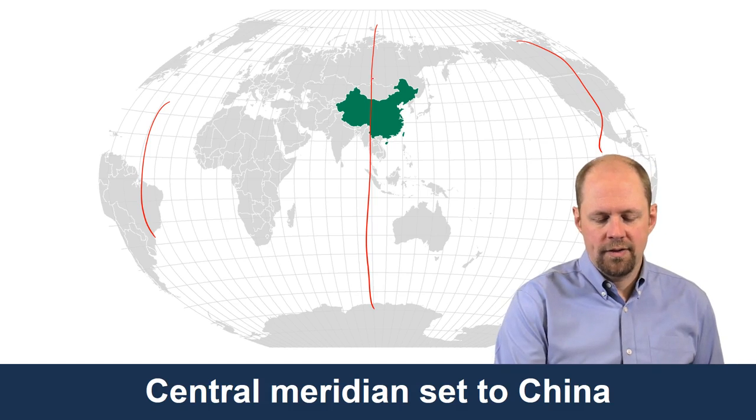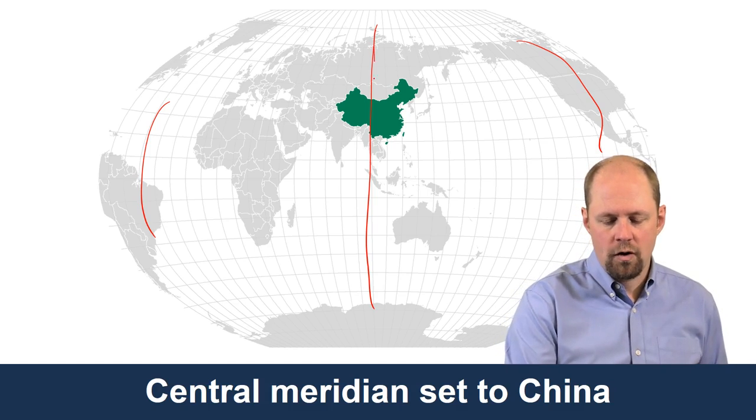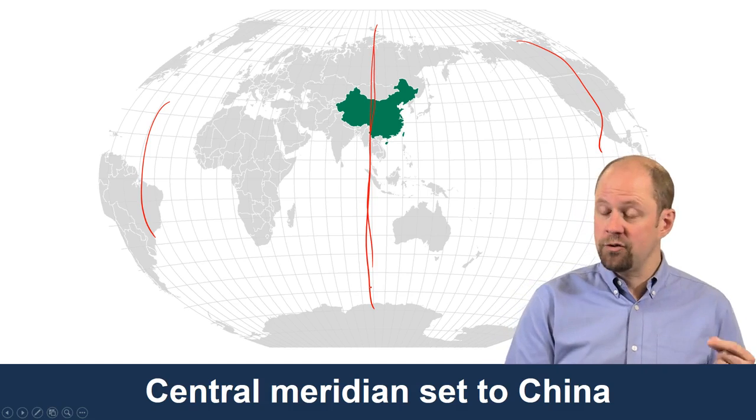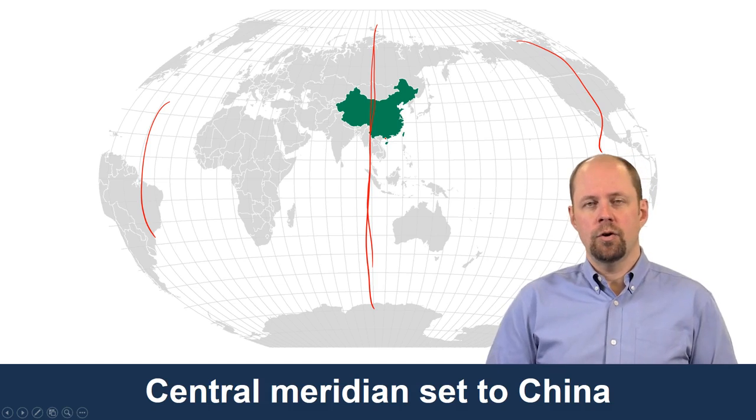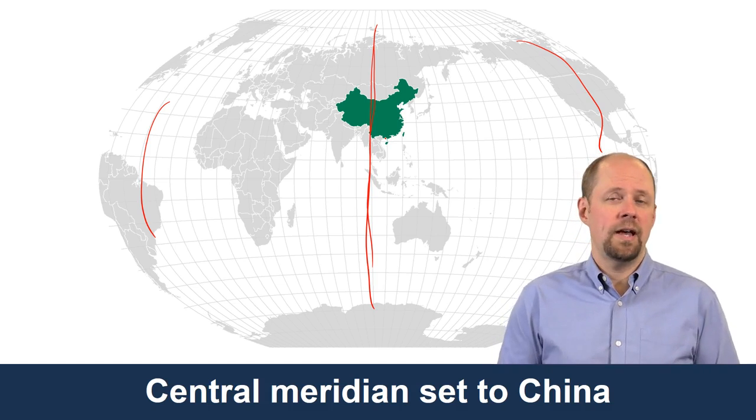But I think it wouldn't be that hard to set that prime meridian, or sorry, the central meridian, to be at the center of the area that you want to map, and so that way you can customize that map really easily.